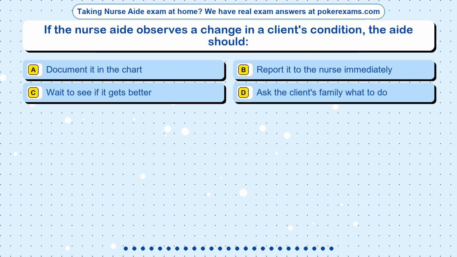Question 12. If the nurse aide observes a change in a client's condition, the aide should: Option A, document it in the chart. Option B, report it to the nurse immediately. Option C, wait to see if it gets better. Option D, ask the client's family what to do.